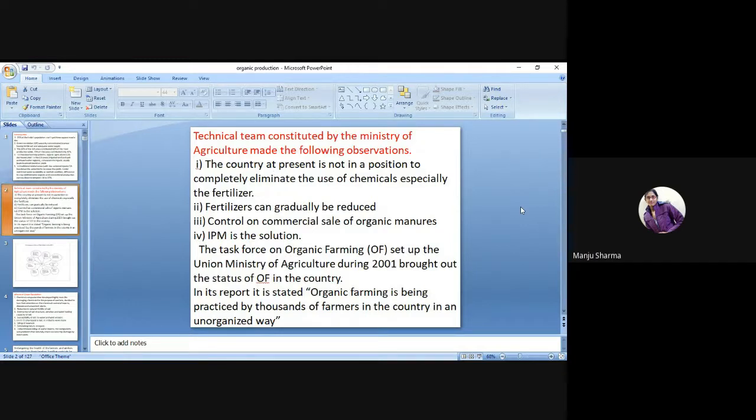So the task force on organic farming, set up by the Union Ministry of Agriculture during 2001, brought out the status of organic farming in the country. In its report, it is stated that organic farming is being practiced by thousands of farmers in the country in an unorganized way.